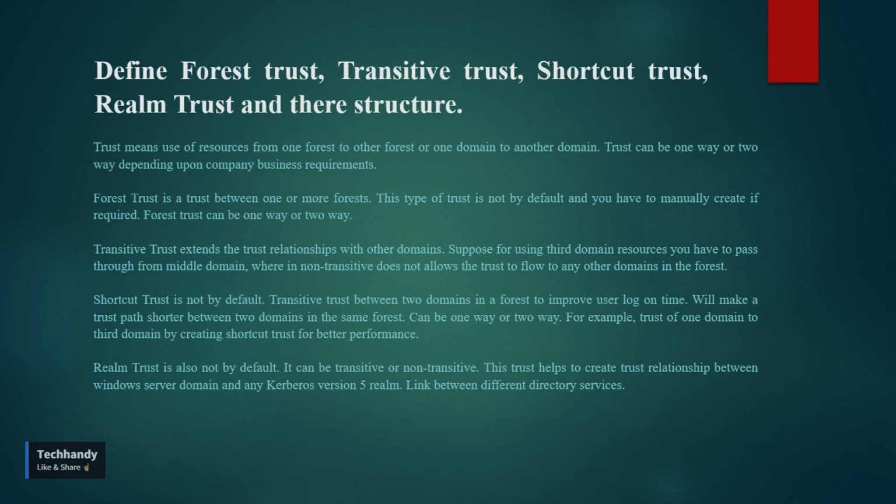Transitive trust extends the trust relationships to other domains. Suppose for using third domain resources you have to pass through a middle domain, whereas non-transitive trust does not allow the trust to flow to any other domains in the forest.